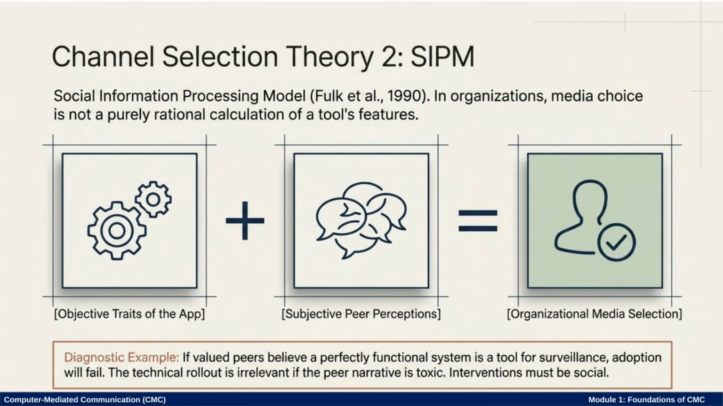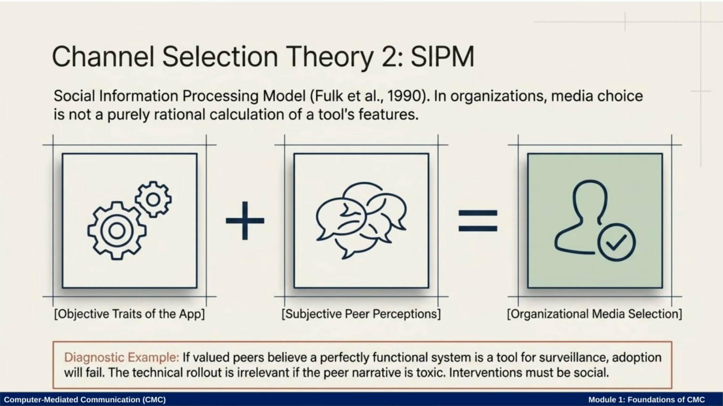Look at this simple equation on the slide. Objective traits of the app, the actual features and functions, plus subjective peer perceptions, what your coworkers believe and say about it, equals organizational media selection. Both parts matter, not just the technology itself.